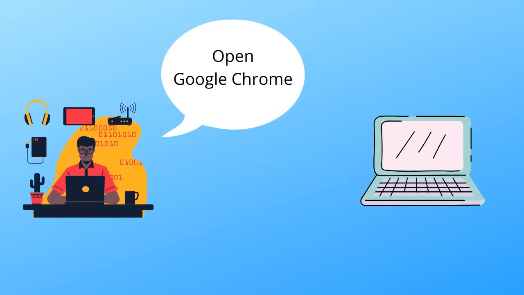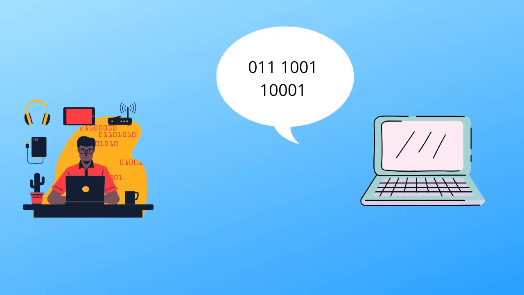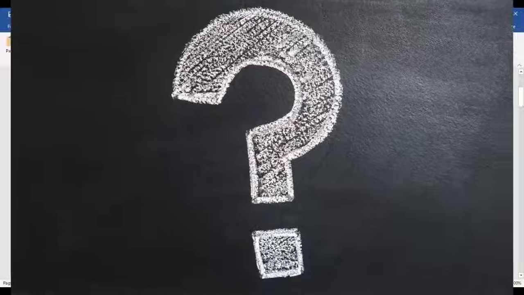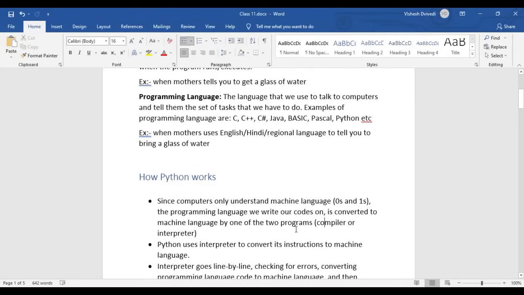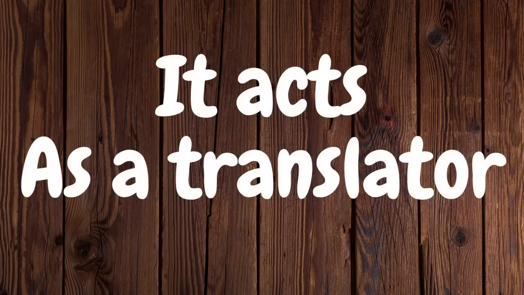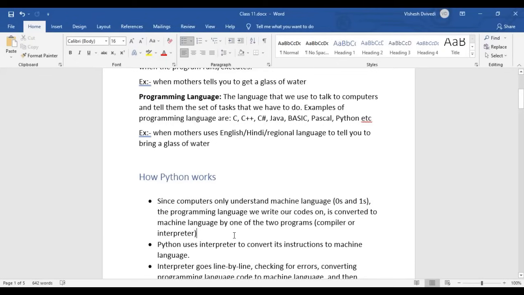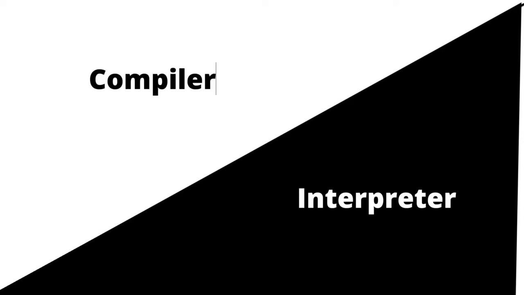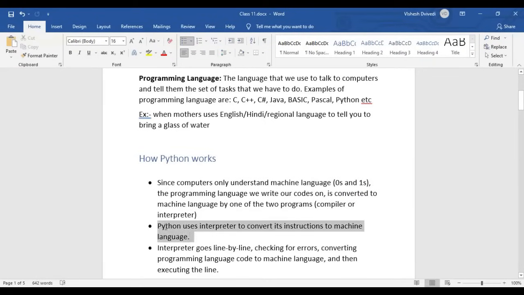As you all must be aware, computers only understand the language of zeros and ones, which means they cannot understand our language. So the question arises, then how does a programming language like Python work? Well, the answer is simple. It acts like a translator. When we write our instructions in a specific language, they are eventually converted to machine language. I'm not going to go in depth about how it works, but it requires one of these two softwares, compiler or interpreter. Python specifically uses an interpreter to convert programming language code to machine language code.